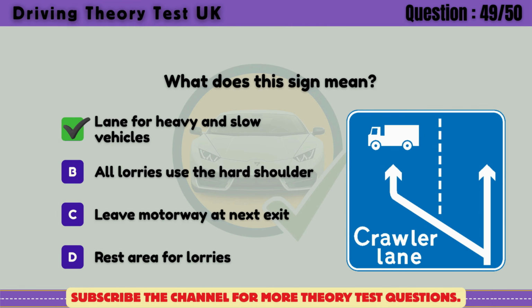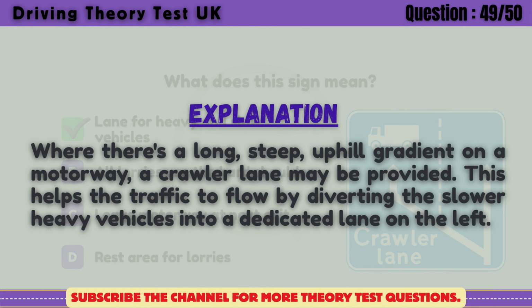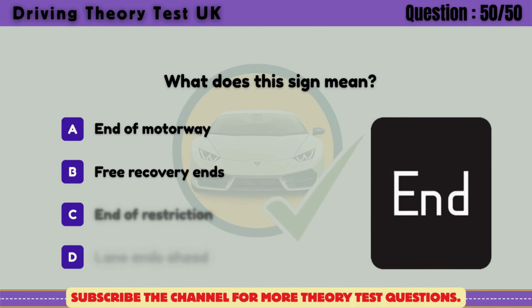Answer is A. Lane for heavy and slow vehicles. Where there's a long, steep, uphill gradient on a motorway, a crawler lane may be provided. This helps the traffic to flow by diverting the slower heavy vehicles into a dedicated lane on the left. Question 50. What does this sign mean?